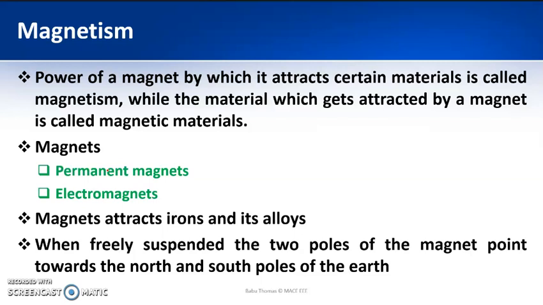So magnetism is nothing but the power of a magnet by which it attracts certain materials. And the materials which get attracted by a magnet are called magnetic materials. These magnets are of two types, permanent magnets and electromagnets. And it attracts iron and its alloys. And once it is freely suspended, the two poles of the magnet point towards the north and south poles of the earth. These are some experiments which you have done in your physics lab during your +2 level.